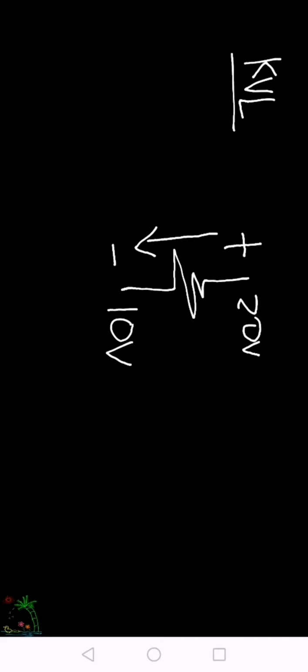So based on this resistor, let's say this is 10 volts and this is 20 volts. The current flows from high potential to low potential in a resistor. So it flows from positive to negative. So the resistor consumes energy.